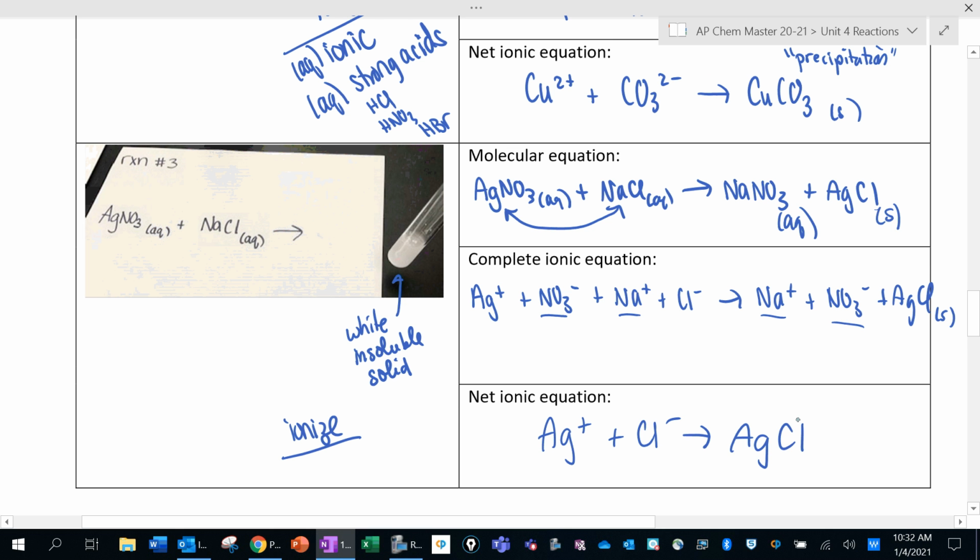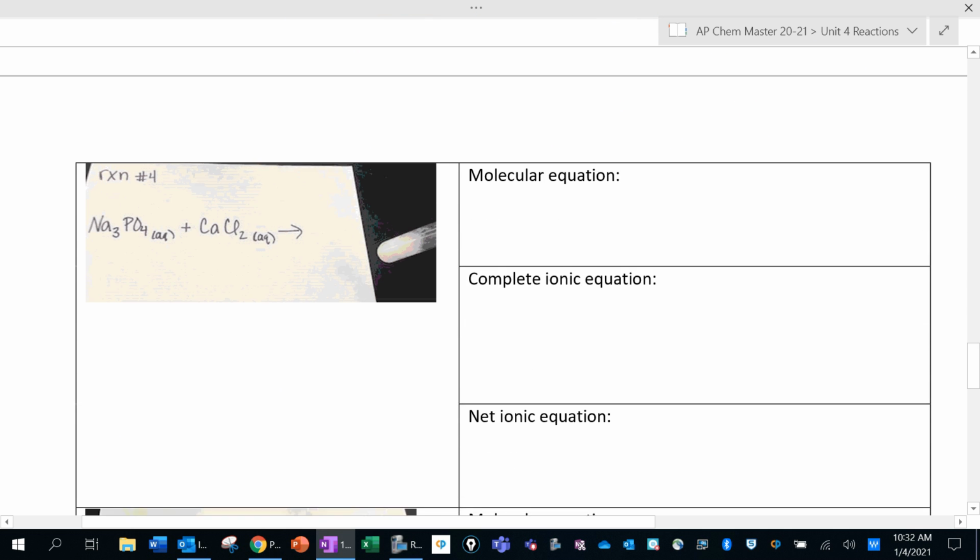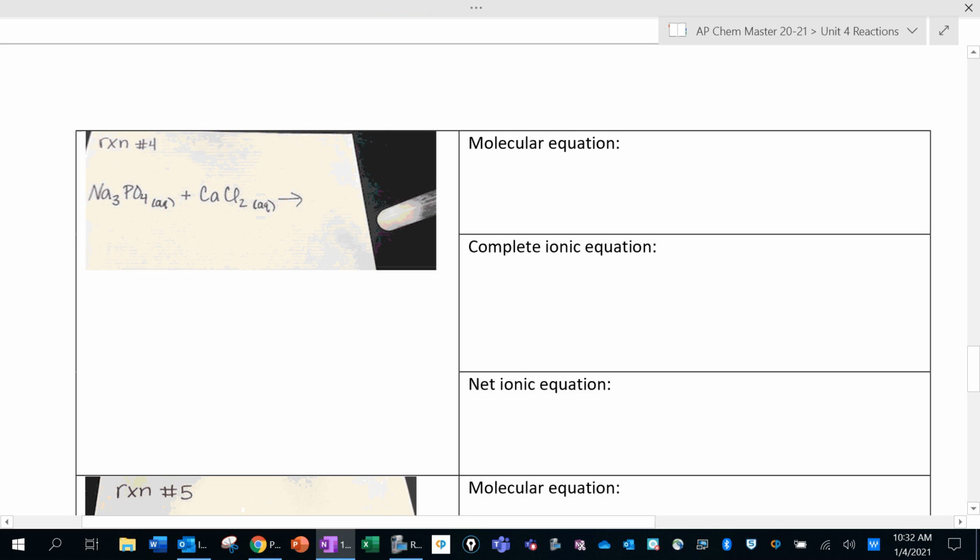And let's do one more. You can pause the video here if you've seen enough, but if you want to do one more with me, let's do one more. So this one, sodium phosphate, calcium chloride. It's another example where you got two clear, transparent, colorless solutions. You mix them together, you make this white precipitate, right? So let's figure out what we made. What is that solid? So the molecular equation is sodium phosphate plus calcium chloride. These are both aqueous. All right.